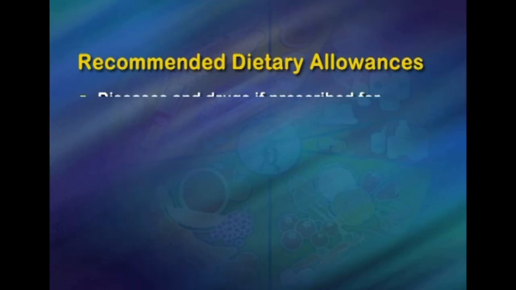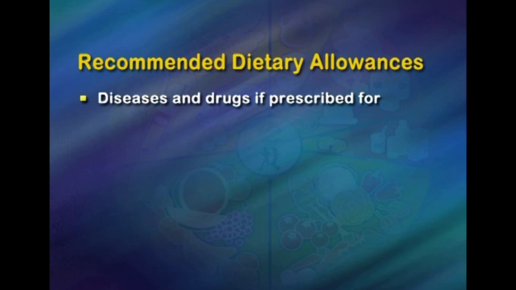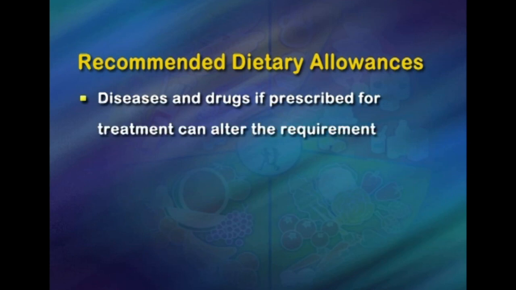So like that, the RDA differs from person to person, and it is based on the physiological state, the type of activity, age and sex. Of course, diseases and drugs, if prescribed for treatment, can alter the requirement for one or more nutrients. Our nutrient needs vary with the size and age of our body. Therefore, an individual of given age and size has to be designated as a reference person.